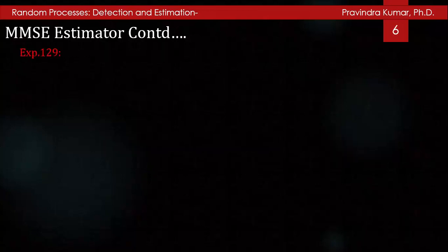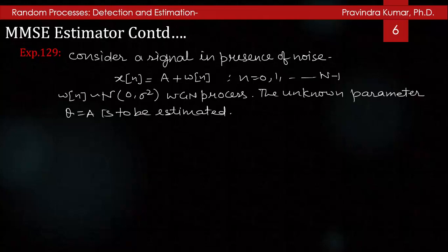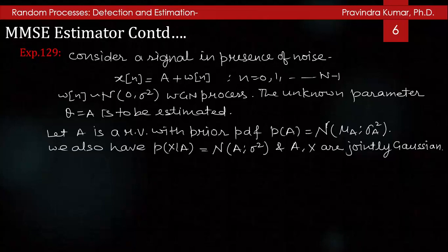Now consider one example. Consider a signal in the presence of noise. x[n] is equal to A plus w[n], where n is from 0 to N minus 1, and w[n] is a random process with mean 0 and variance sigma square. The unknown parameter theta equal to A is to be estimated. Let A be a random variable with a prior PDF. p(A) is a normal random variable with mean mu A and variance sigma A square. We also have the conditional PDF of x. p(x | A) is a Gaussian random process with mean A and variance sigma square, and A and x are jointly Gaussian here.